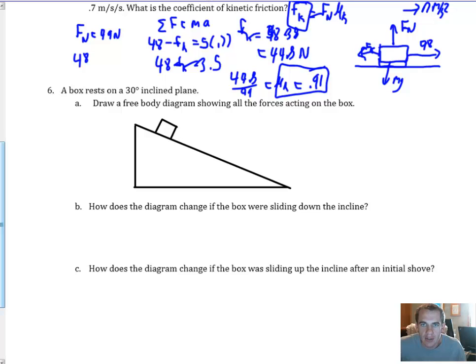And now I just need to label my forces. I always start with gravity, and gravity always pulls straight down. So this is Fg. Then I generally label my normal force, because if it's sitting on a surface, there's a normal force there. But remember, the normal force does not push against gravity. The normal force is exerted by the surface on the object perpendicular to the surface. So the normal force is at an angle.